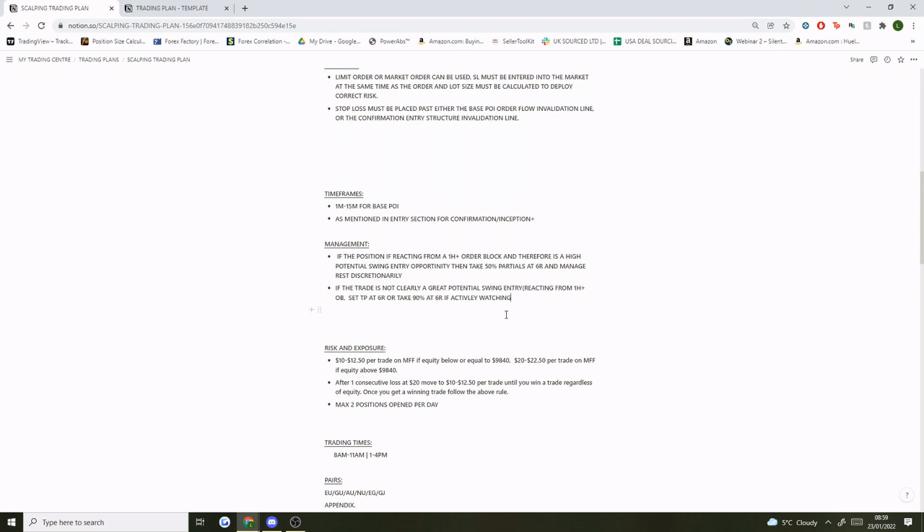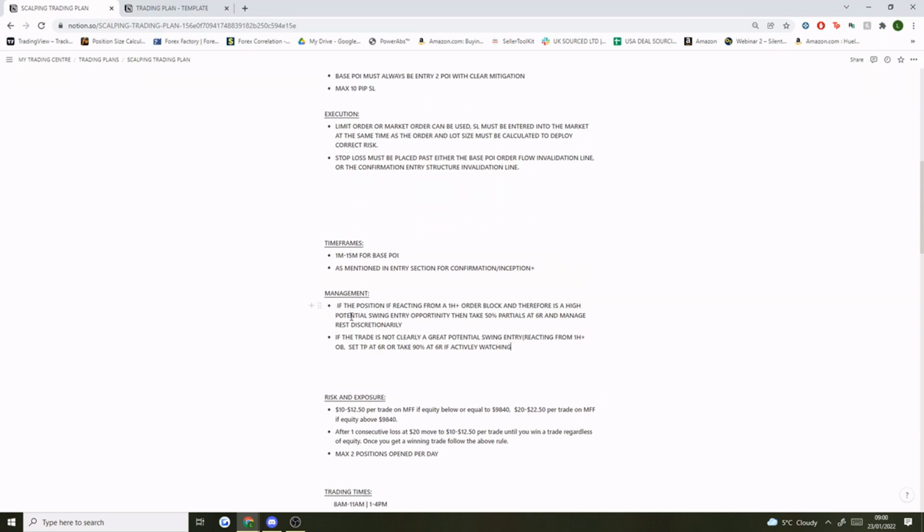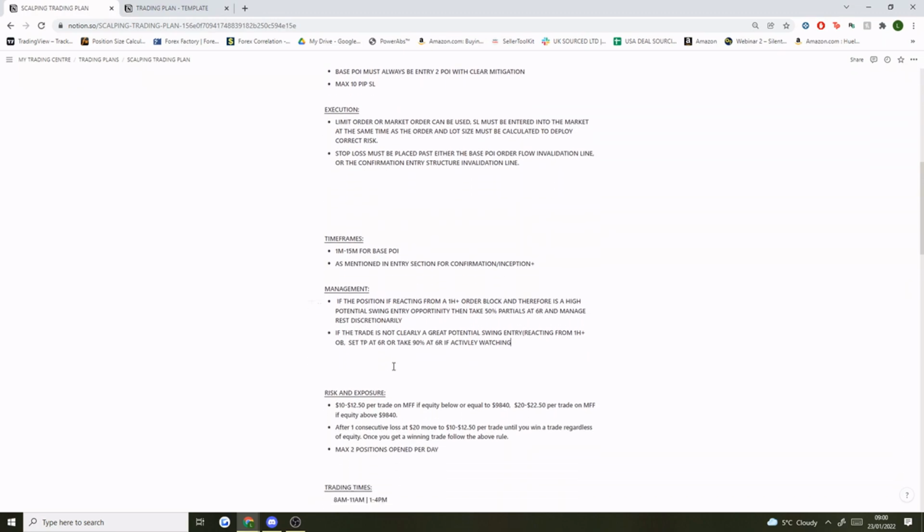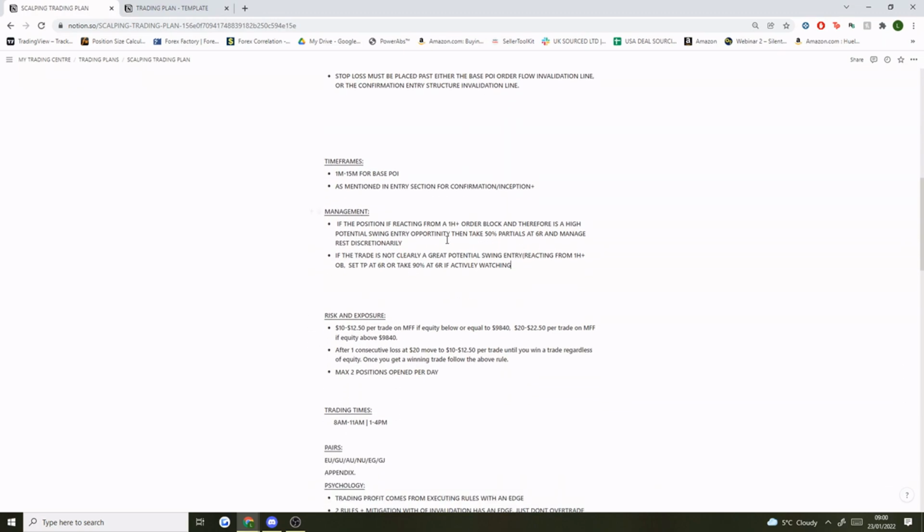So it's important, guys, to have this management plan in place so that once you're in the trade, you've got clarity about what you want to be doing. Because if you don't have that clarity, then your emotions are going to be all over the place with regard to your management. So knowing what you're going to do once you've entered the trade is essential, really. So that's the management section.